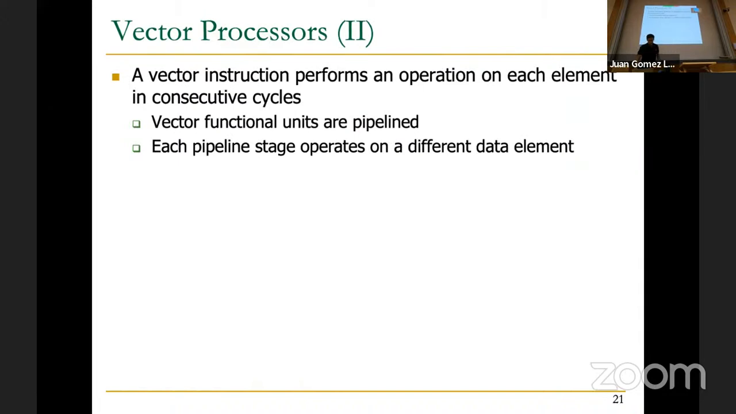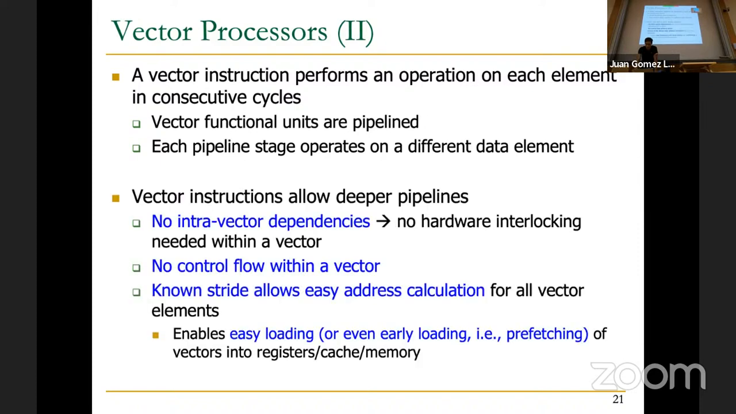Okay, so in a vector processor, a vector instruction performs an operation on each element in consecutive cycles. In the simplest case, remember that super simple vector processor with a single processing element, there we start the execution of one addition every cycle, right? We go to register V0, register V1, take one element from here, one element from there, and start the addition, right? And that's possible because there are no intra-vector dependencies. Computation that we apply on element zero of array A and B is completely independent of the computation that we apply on element A1 and B1, right? And that allows us to have these different operations in the same pipeline.